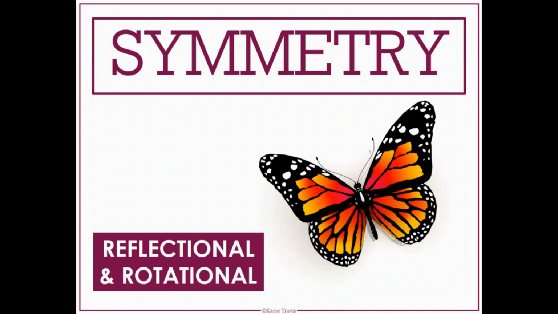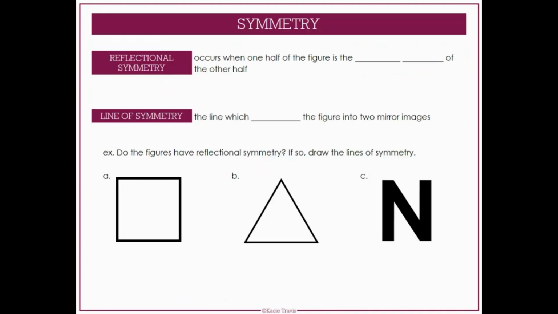It's been a while since you've probably heard this word, but you remember it, hopefully, from elementary school. So, let's get into it, y'all. We've got two different types of symmetry that we're going to be dealing with: reflectional and rotational.